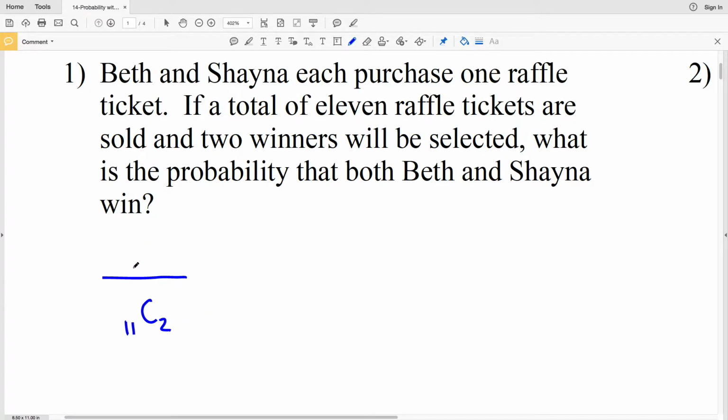And Beth and Shayna are 2 choose 2, because out of their 2 tickets, we're assuming that both get chosen, and that's divided by the total number of combinations out of those 11 tickets choosing 2. So 2 choose 2 gives us 1, and 11 choose 2 using our calculators equals 55. So we have 1 over 55 as the chance that they will both be selected.